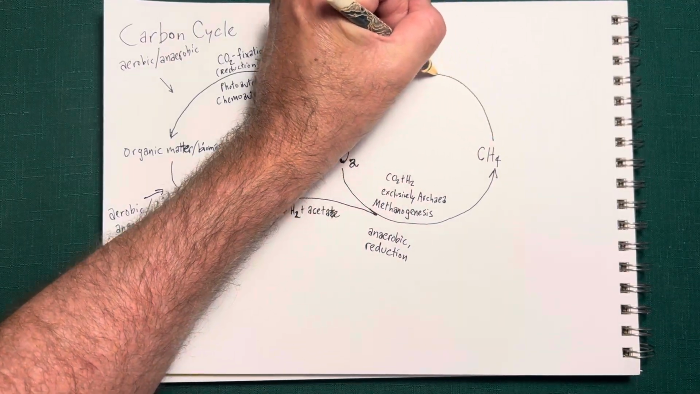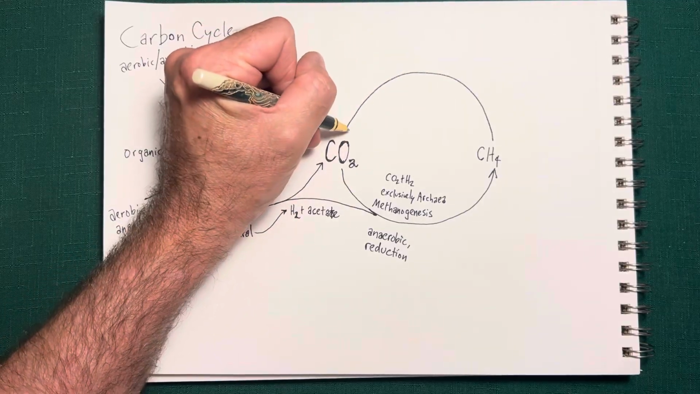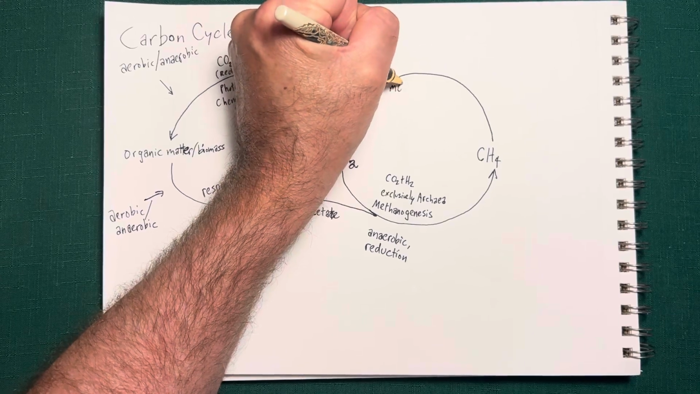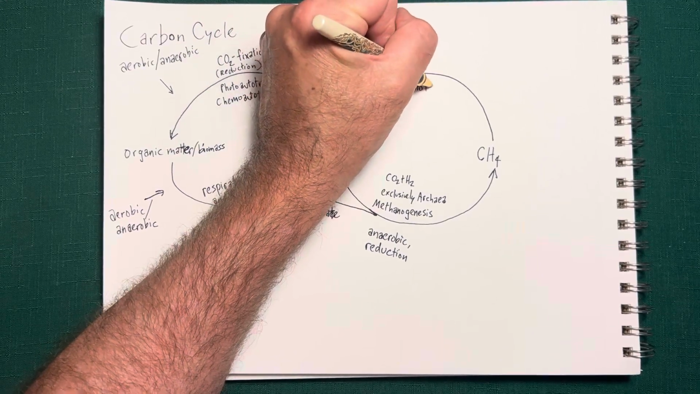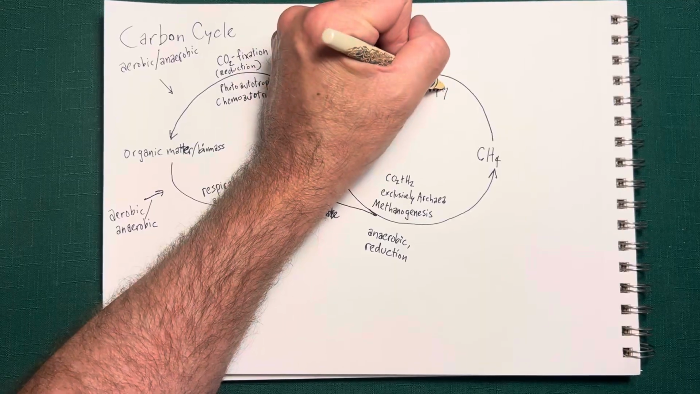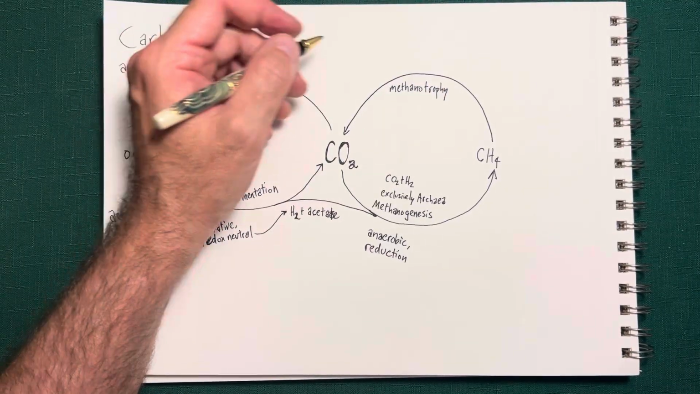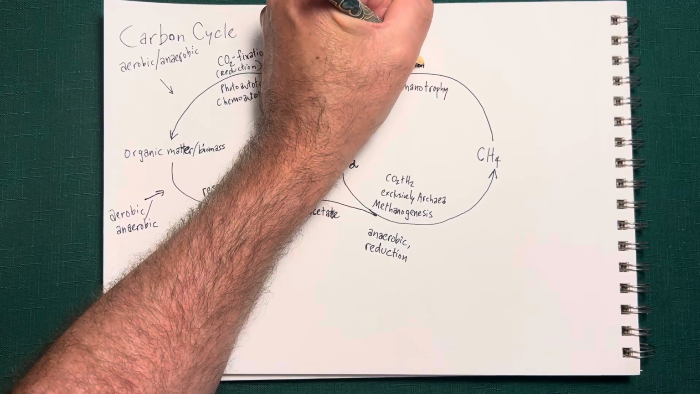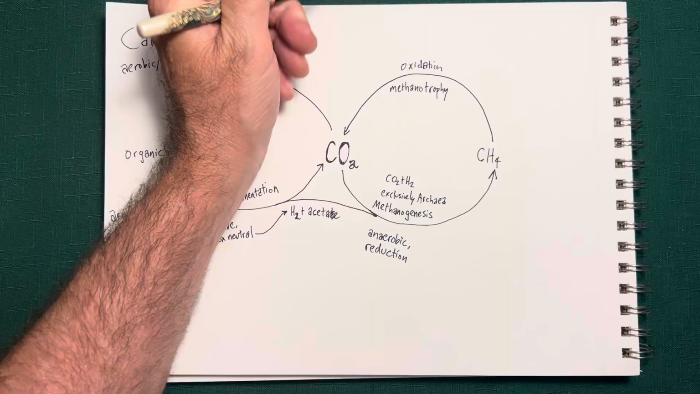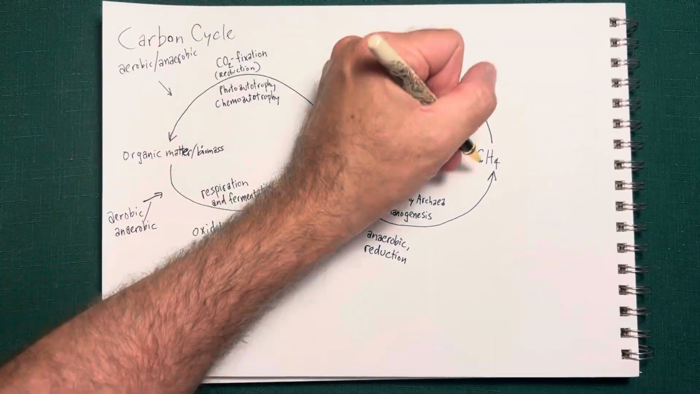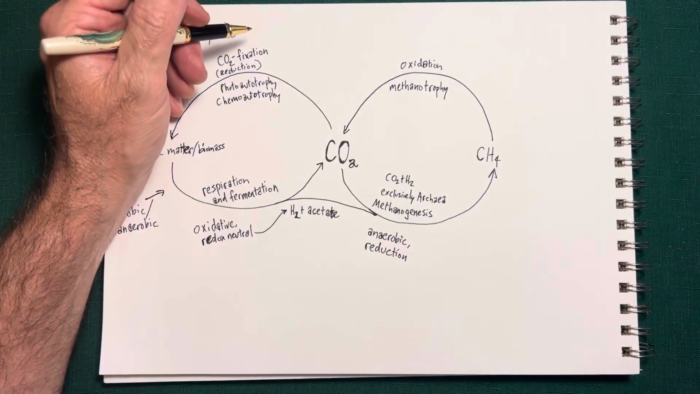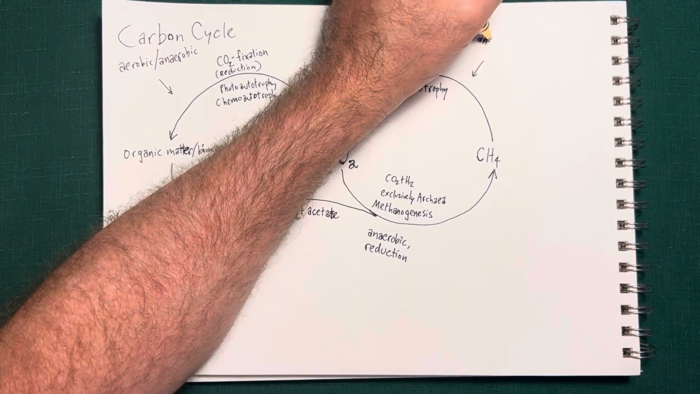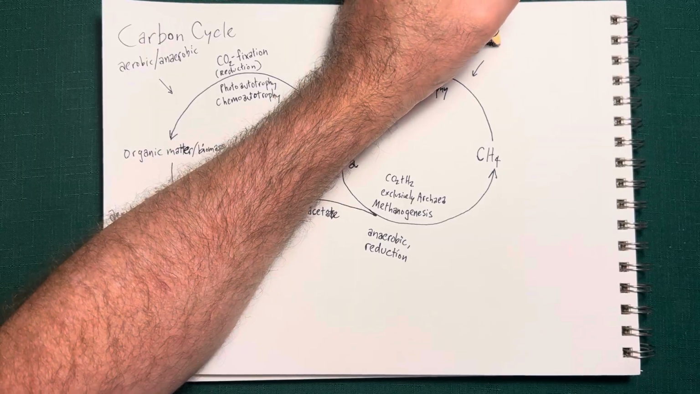Okay, but then we can take that methane and through the process of methanotrophy, eating of methane, we can reoxidize, oxidation, methane back to carbon dioxide once again. And this is another pathway that can either be aerobic or anaerobic.